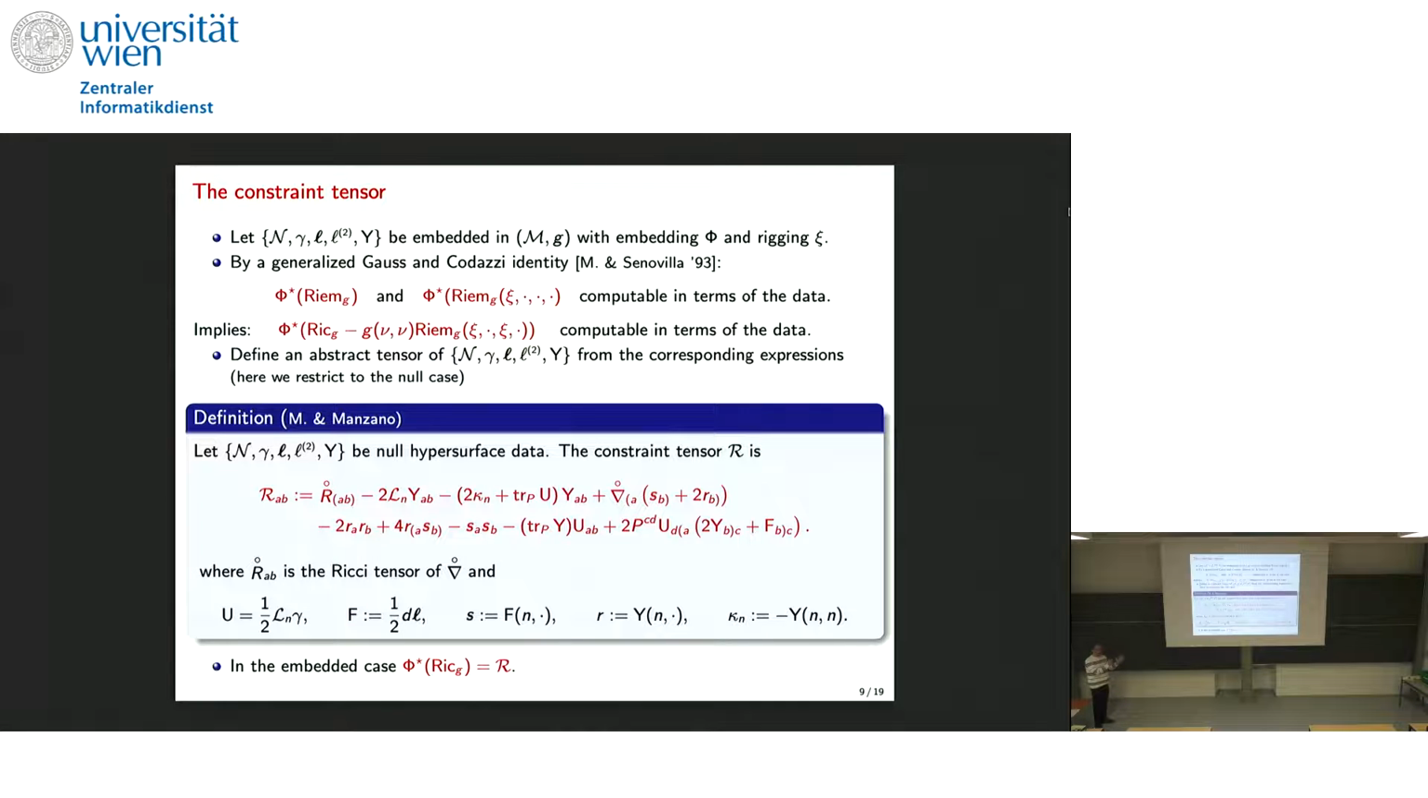You give me metric hypersurface data, actually hypersurface data, and I compute this tensor. I don't need this object, this manifold, to be embedded anywhere to compute it. But when it is embedded, it's encoding the Ricci tensor of the ambient space because of this property. This property is the one that actually brought us to this definition.